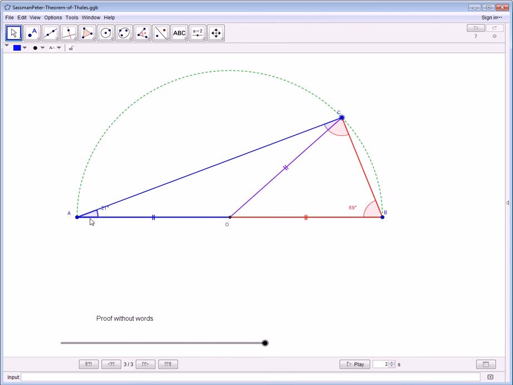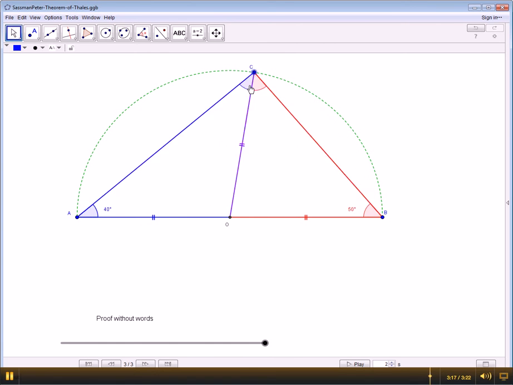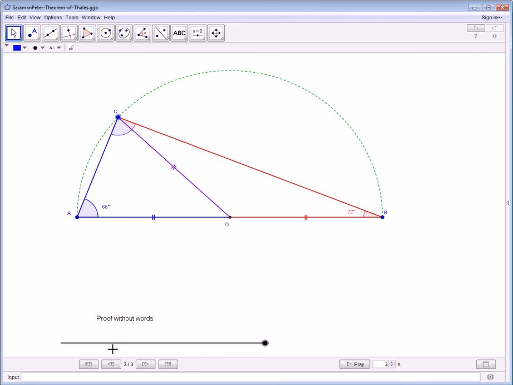And then we should be able to prove this using other methods now that we notice that it should always be 90 degrees. Thank you.